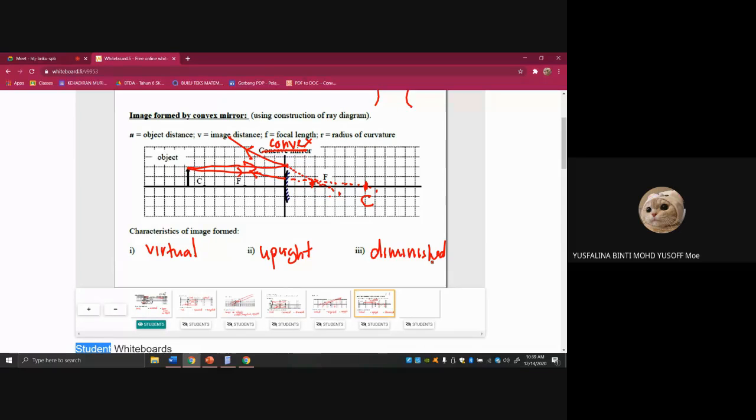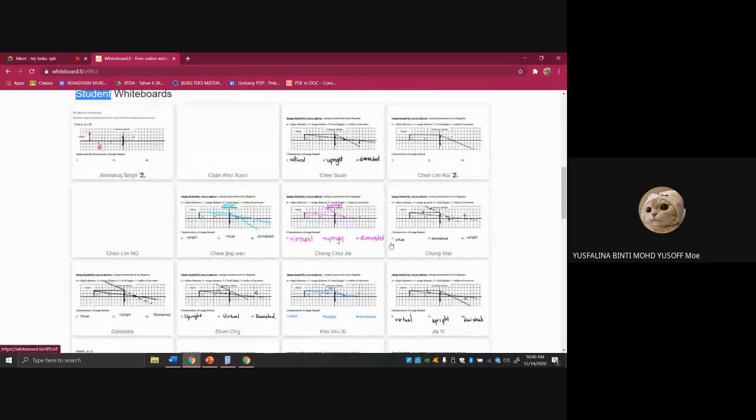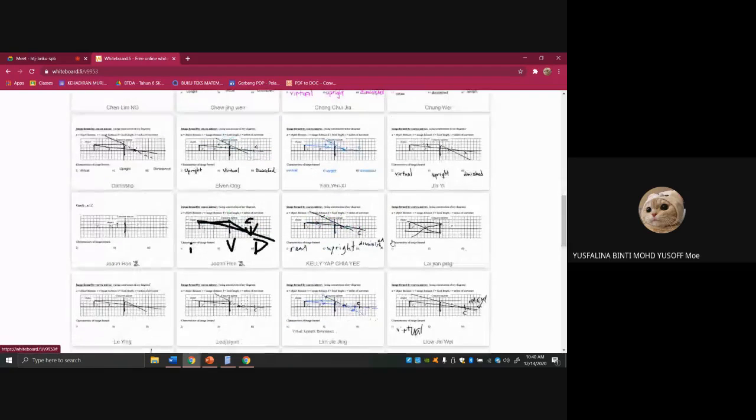Okay, alright, so this one is for convex. So let's say the object is at F. The way you draw is still the same and you still get the same characteristic. Even if you put it at F or before F, the same characteristic, and also the way to draw is the same. So it means the convex mirror only has one ray diagram, compared to the concave mirror. So I hope you remember about that, and you are clear how to draw the convex mirror.